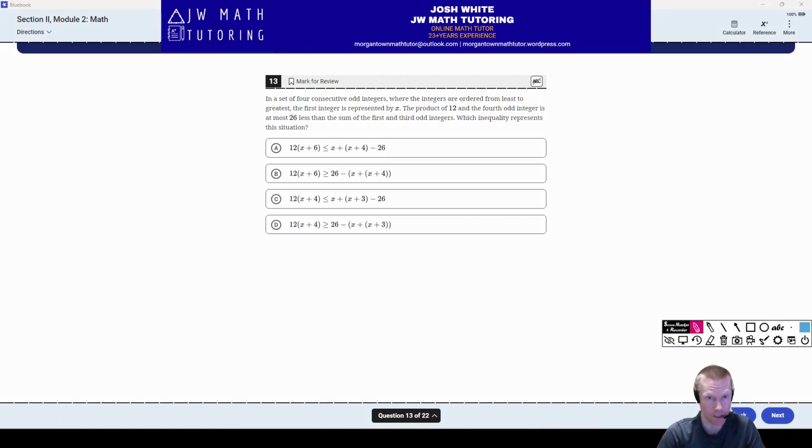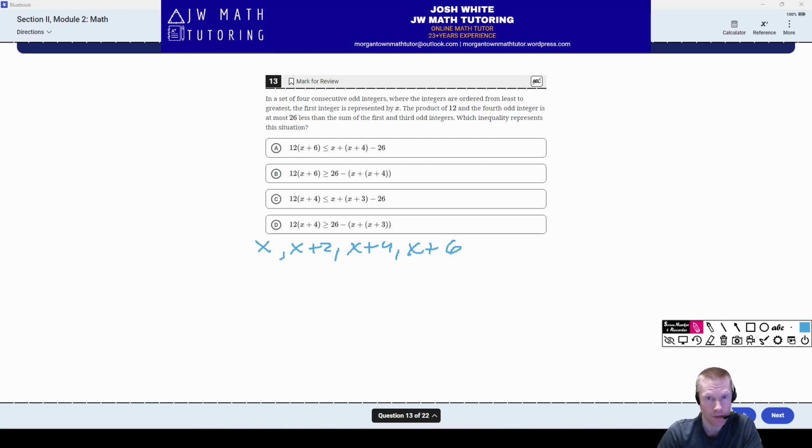All right, next up, you have the consecutive odd integer problem. So these four integers are going to be x, x plus 2, x plus 4, and x plus 6. The reason that they're plus 2, plus 4, and plus 6 is because odd integers will be separated by 2 each time. Think 1, 3, 5, 7, right? You have to add 2 to get from one to the next.